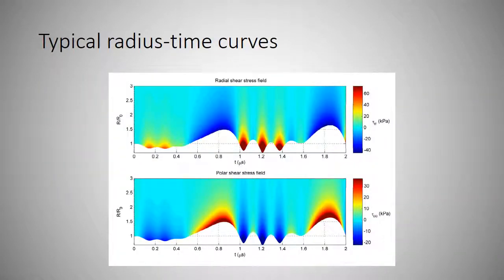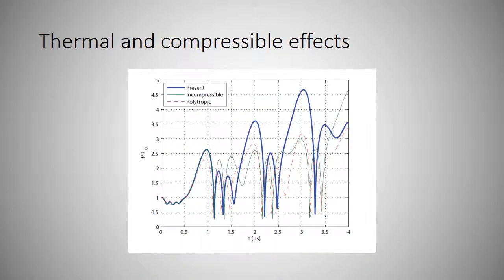Pictured here is the response of a bubble to a harmonic forcing in a viscoelastic medium. In color are the radial and polar stress distributions in the surrounding medium. For higher forcing amplitudes, the contributions from the thermal and compressible effects become very significant.